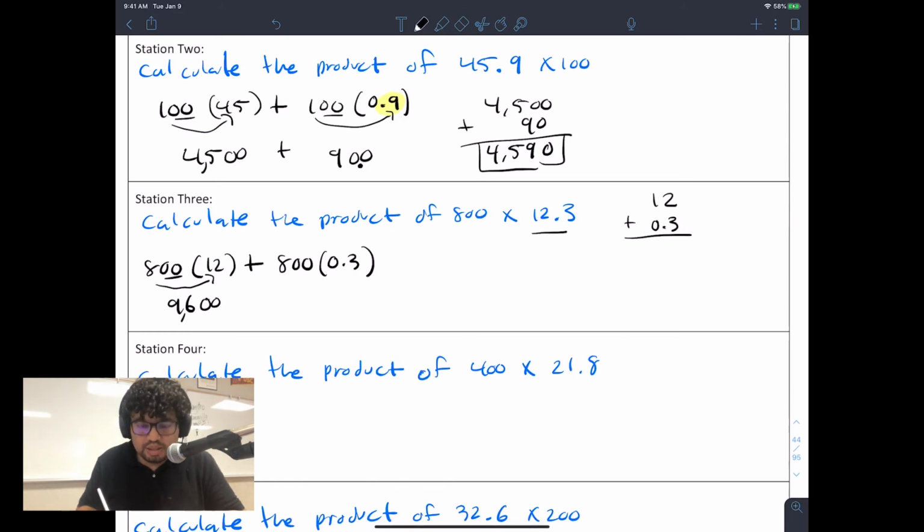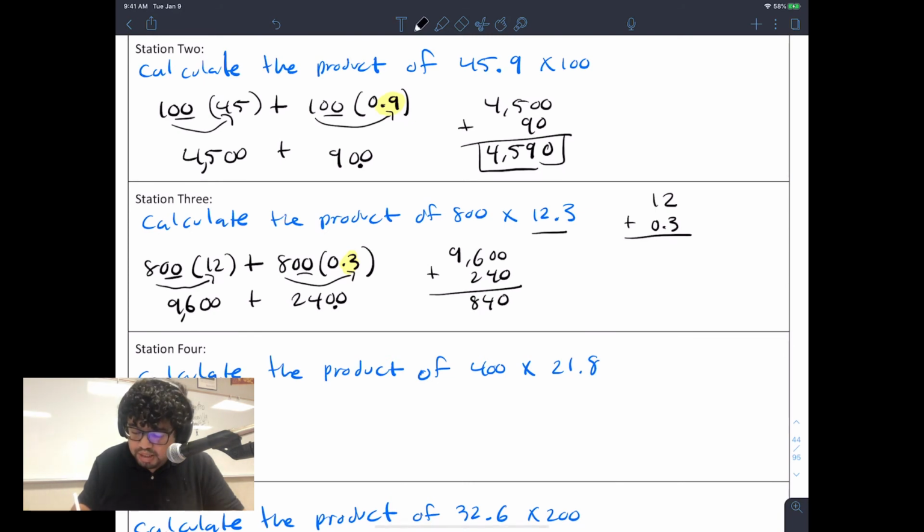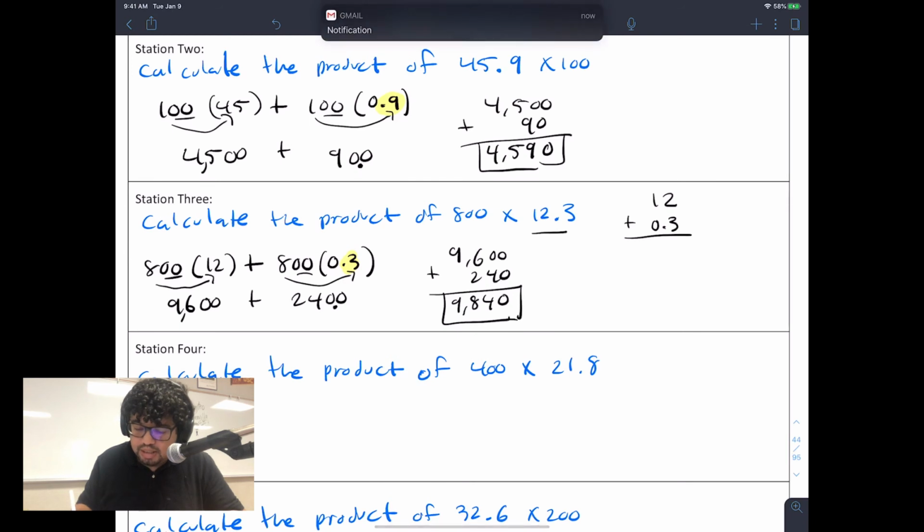So that's 9,600 plus. Now we multiply 8 times 3. That's 24. Now you add these 2 zeros. Now remember, there's one number to the right of the decimal. Therefore, I have that one decimal point right there, making it 240. So then I do my addition. 9,600 plus 240. So 0 plus 0, 0. 4 plus 0 is 4, 6 plus 2 is 8. And there's a 9. So my answer is 9,840.